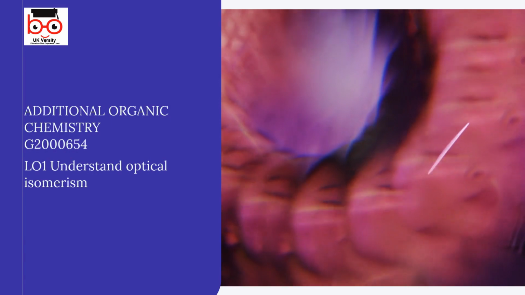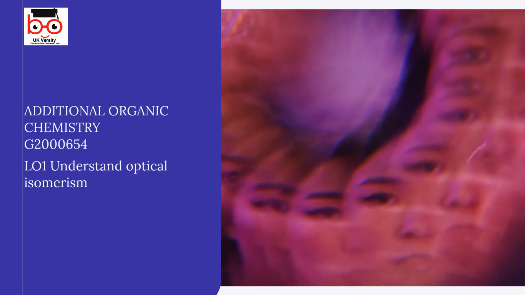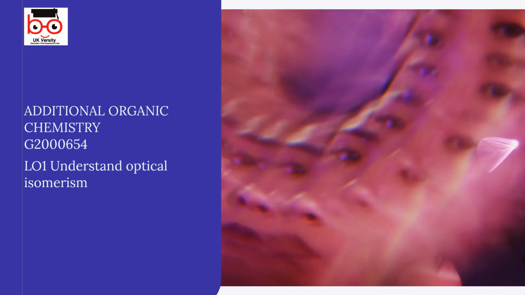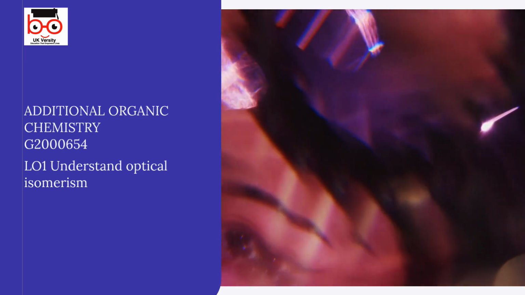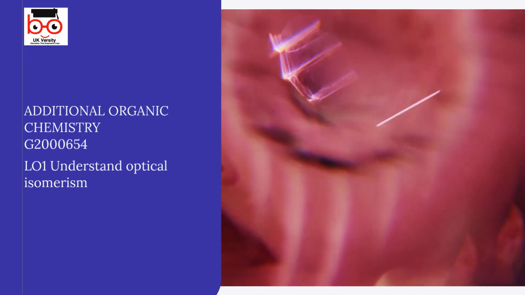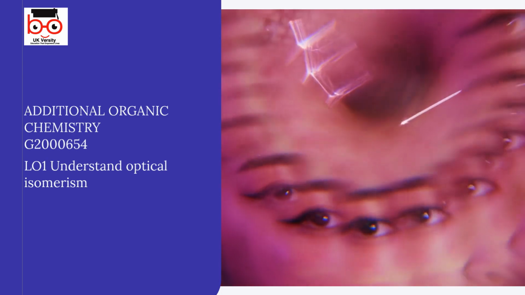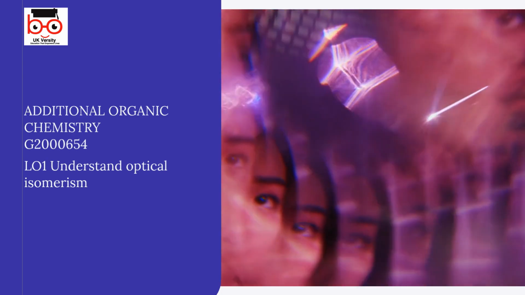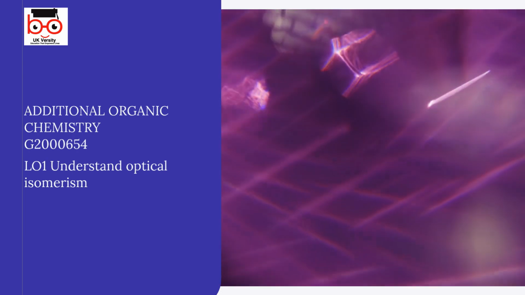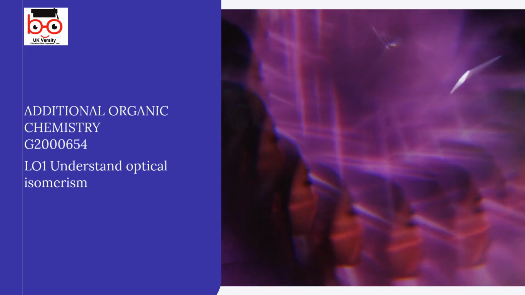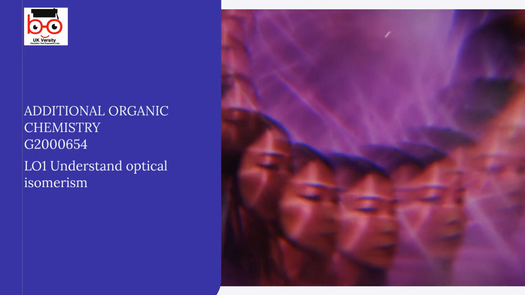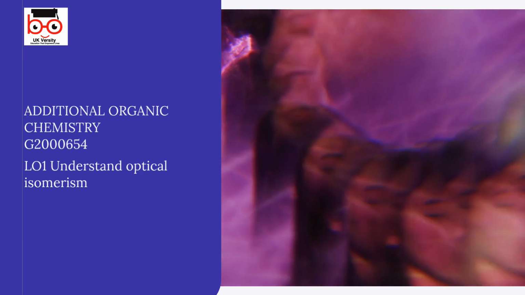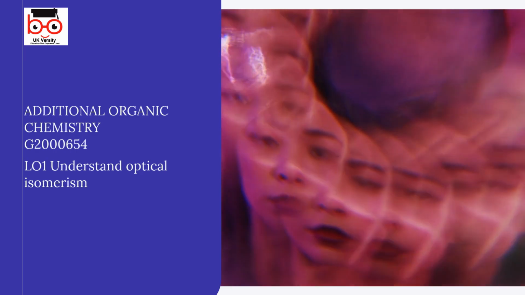This session focuses on the learning outcome LO1, Understand Optical Isomerism. In this video, we will explore why optical isomerism is a crucial concept in chemistry. You will be introduced to the fundamental principles of optical isomers, their distinctive properties, and their importance in real-world contexts. Particular attention will be given to their role in pharmaceuticals, highlighting how non-superimposable mirror images can have significantly different biological effects.